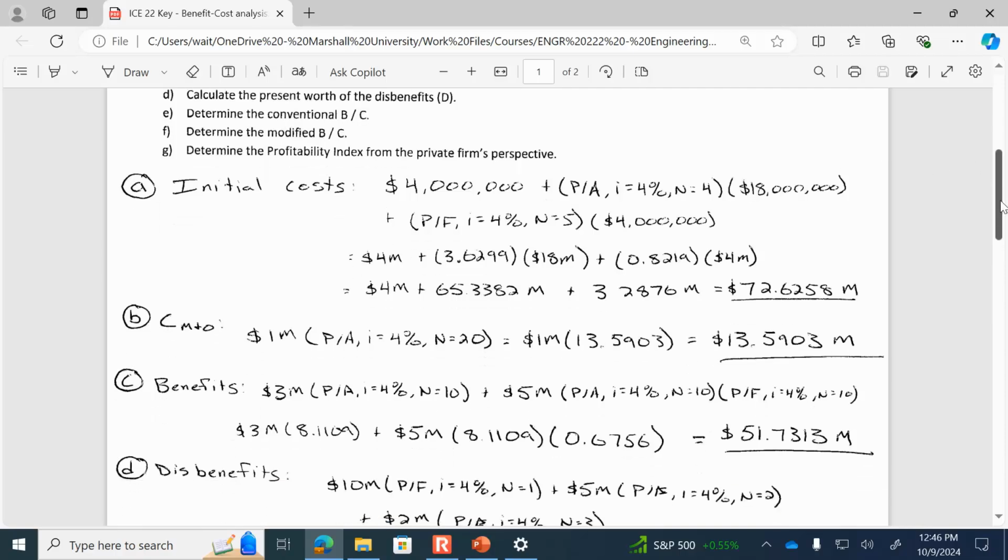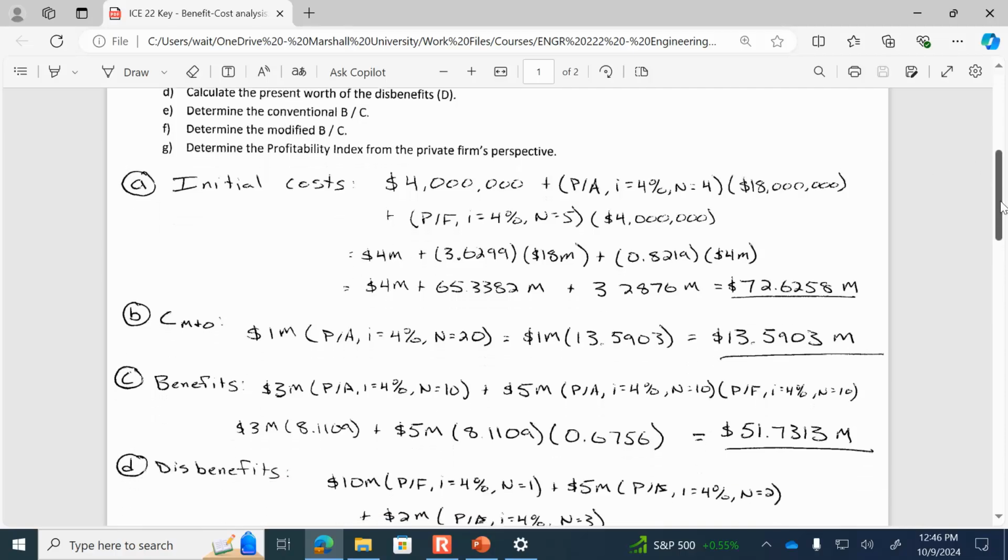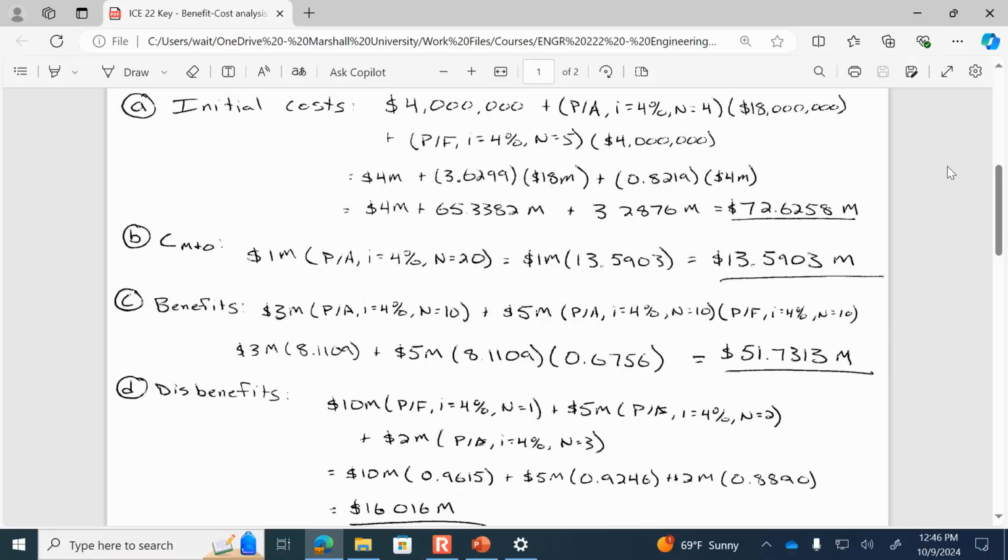And then the disbenefits are described as being a loss of business income during construction. So $10 million during year 1, $5 million during year 2, and $2 million in year 3. All those have to be discounted to the present, and collectively they're worth $16.01 million.